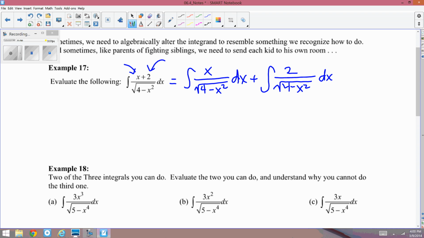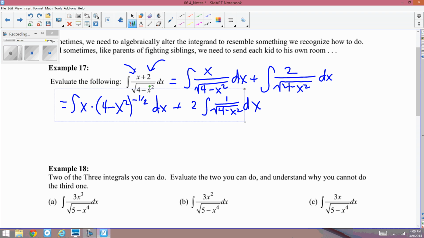All right, so my first one, I can just use my pattern recognition. All right, and I'm going to rewrite it one more time. This time I'm going to rewrite it as 4 minus x squared to the negative 1/2. This one, I'm going to just pull that 2 out in the front, and I can recognize this using my, sorry, I can't talk and write. All right, using one of my inverse trig things.